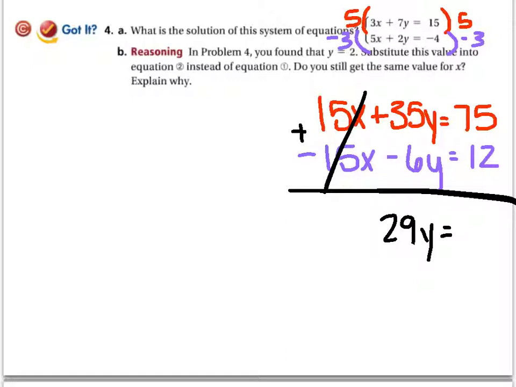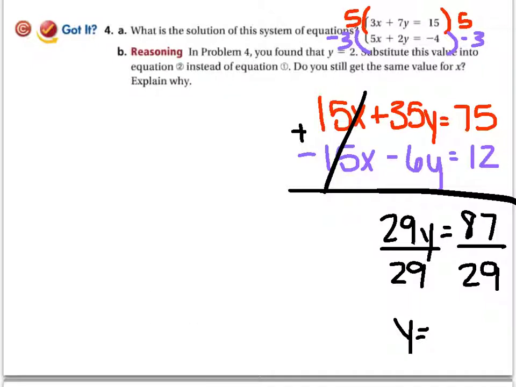$75 plus 12 is 87y. And if you divide, what is y? Sadie? 3. Right, y is 3.